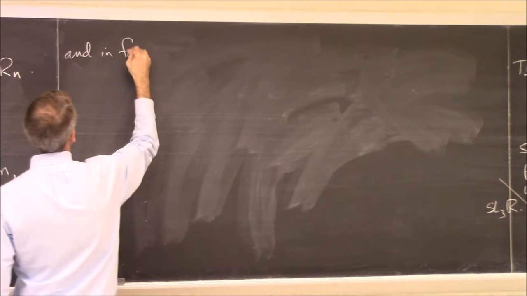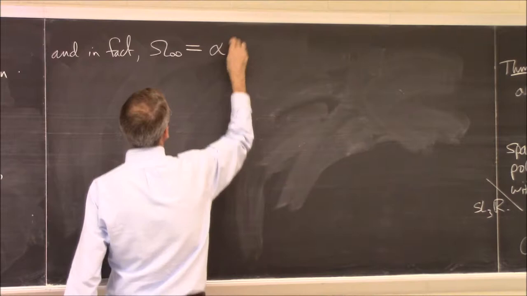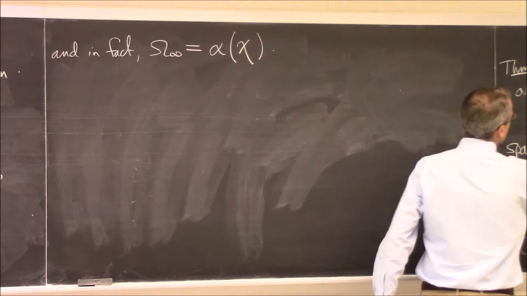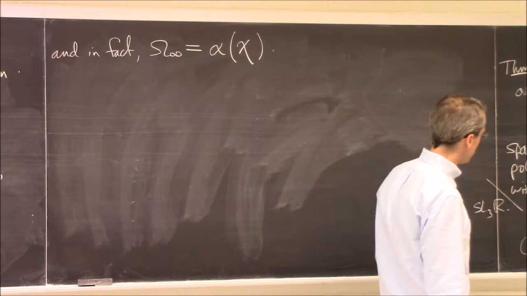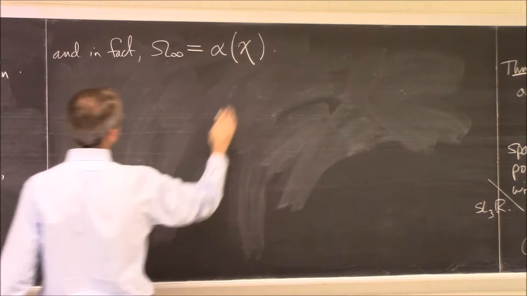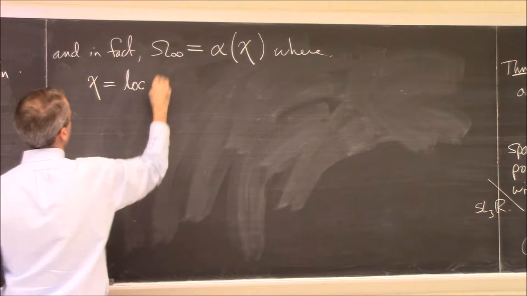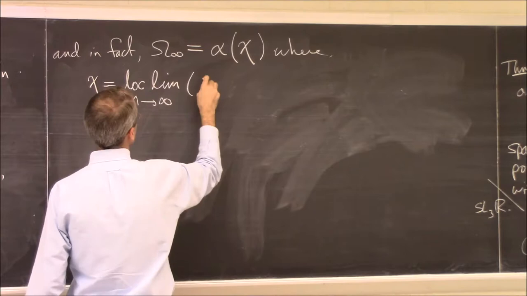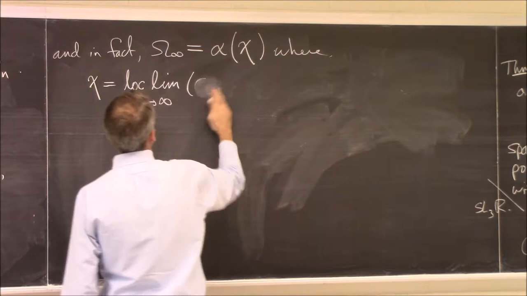omega infinity is the image under this map alpha that appeared in our work on polynomial cubic differentials, the map that takes a polynomial cubic differential and constructs a polygon. This omega infinity is associated with a certain polynomial cubic differential chi, where chi is the local limit as n goes to infinity of the sequence of cubic differentials Cn on the Riemann surfaces Rn at the sequence of points Pn.